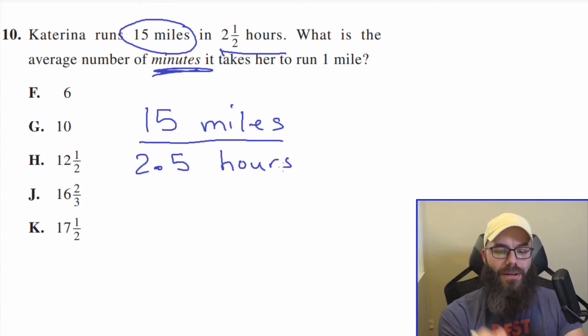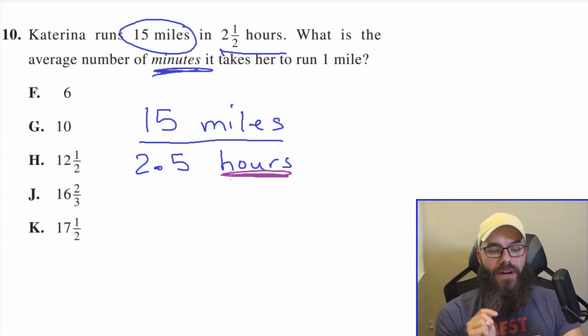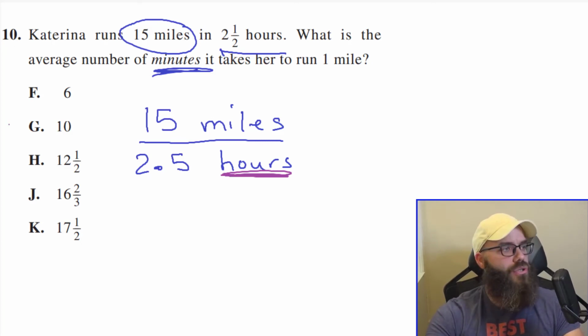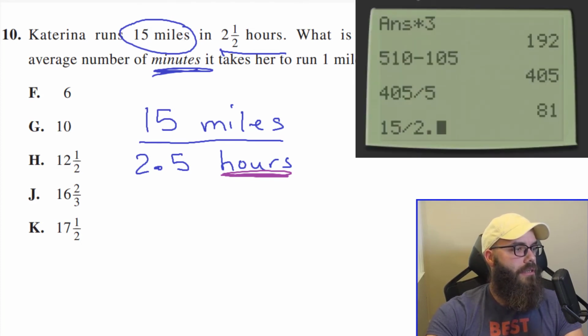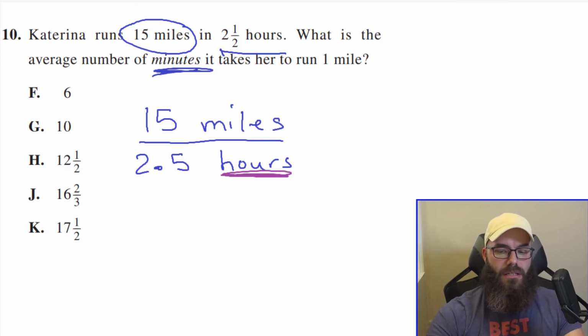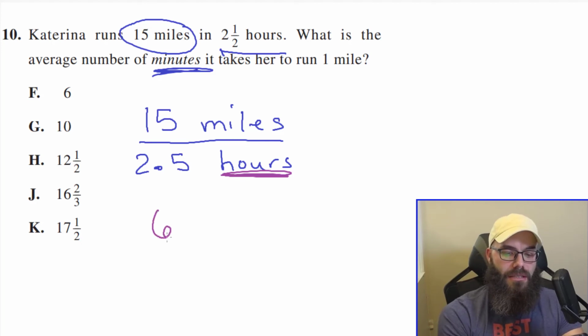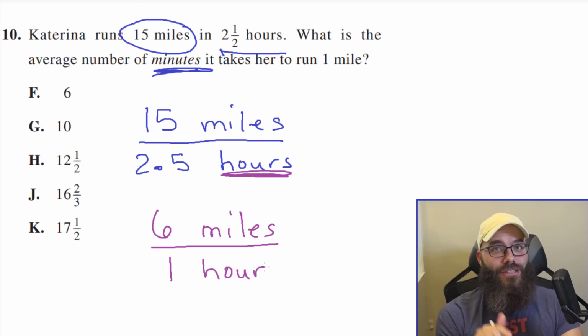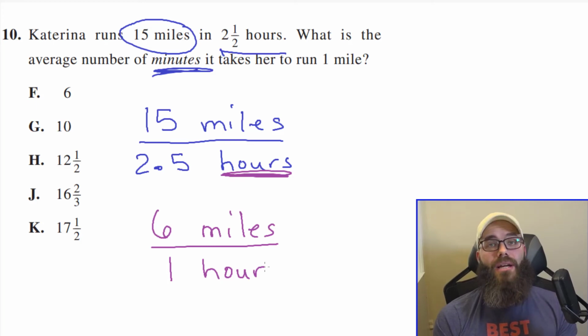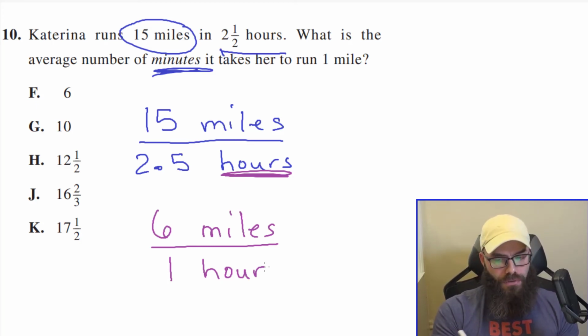hours. Okay, now that is very important. I'm going to emphasize this here. This is hours. That's hours. So if I calculate this, 15 divided by 2.5, feel free to bring out your calculator, is 6. But look at our units. She can run 6 miles per 1 hour. Okay, notice the answer 6 is in the choices. Do not rush. They emphasize the word minutes here. 6 miles per hour.